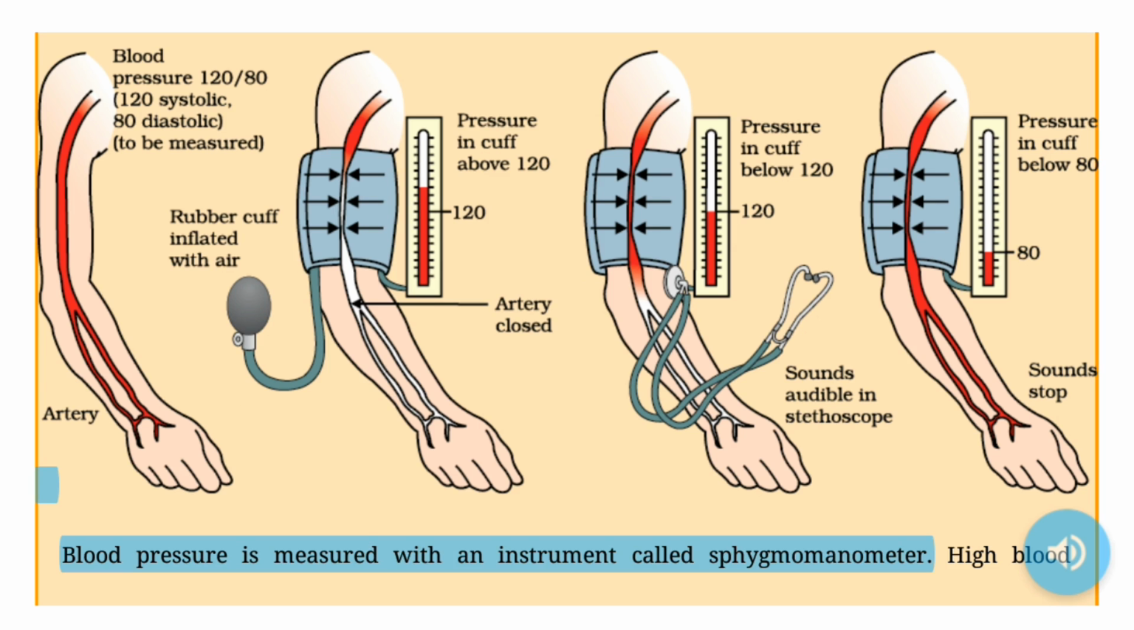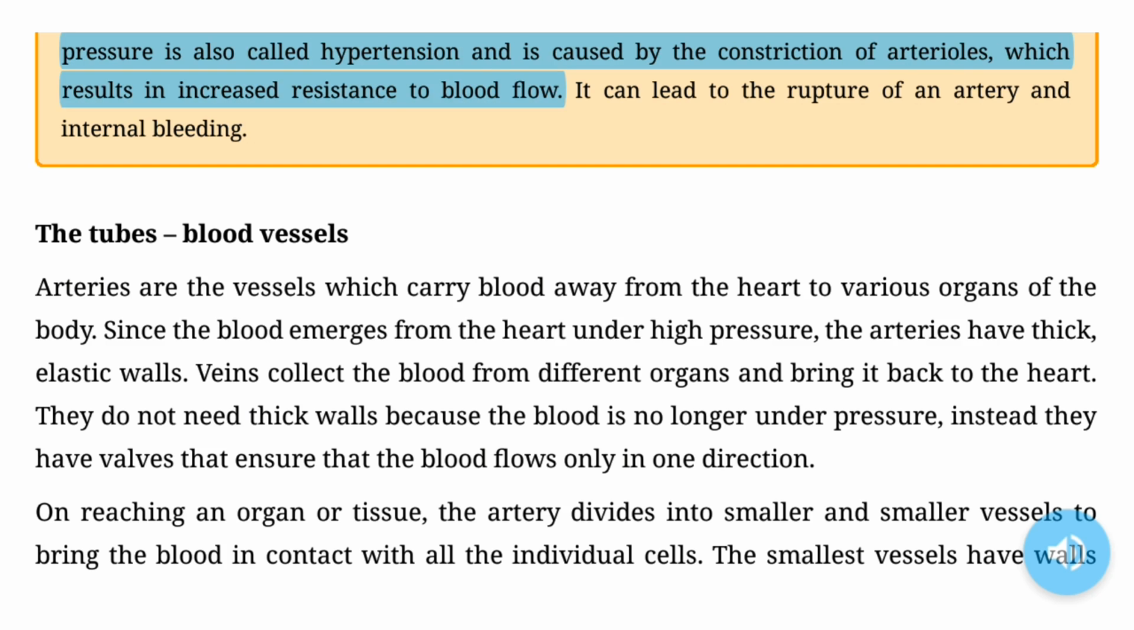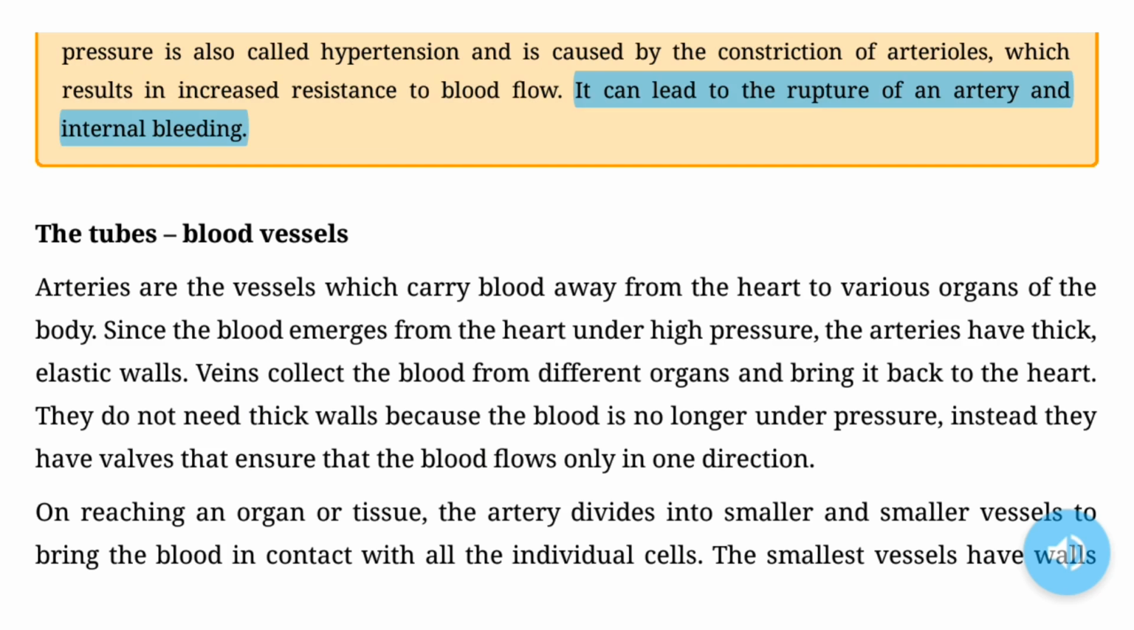Blood pressure is measured with an instrument called sphygmomanometer. High blood pressure is also called hypertension, and is caused by the constriction of arterioles, which results in increased resistance to blood flow. It can lead to the rupture of an artery and internal bleeding.